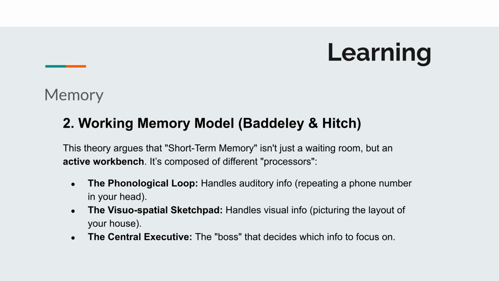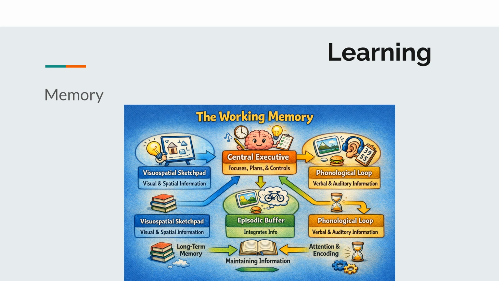The working memory model, by Baddeley and Hitch, sees short-term memory as an active workbench composed of different processors: the phonological loop for auditory info, the visuospatial sketchpad for visual info, and the central executive, which directs focus. The working memory diagram illustrates the central executive focusing, planning, and controlling, the phonological loop for verbal and auditory input, and the visuospatial sketchpad for visual and spatial input. The episodic buffer integrates this information.